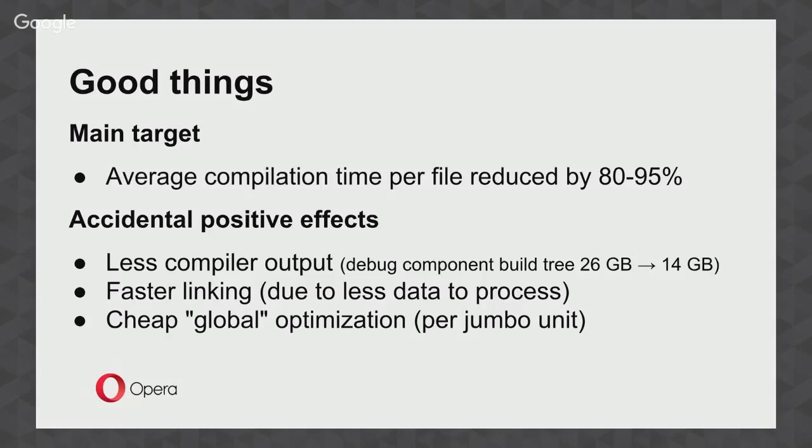And another interesting effect, Speedometer is 1 to 2% faster in Jumbo builds compared to ordinary builds. Not that I recommend using this for releases, because we have full program optimizations, which is solving this problem as well, or PGO, or whatever is the current state of the art.